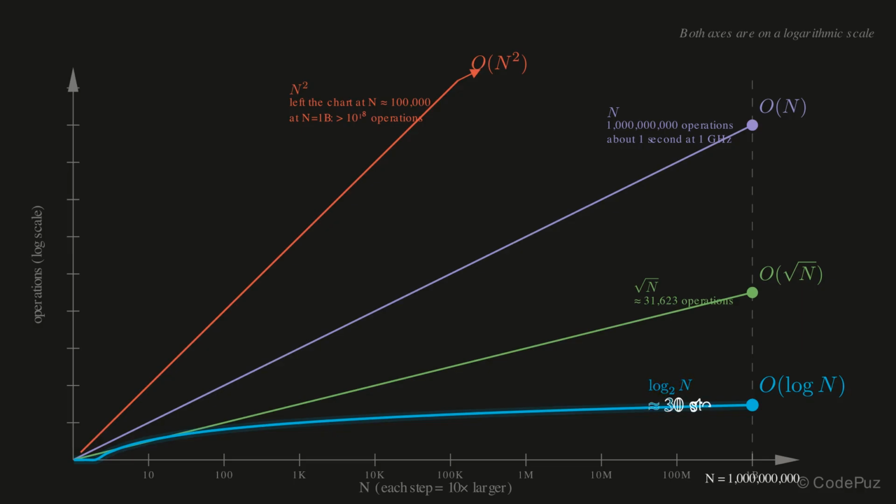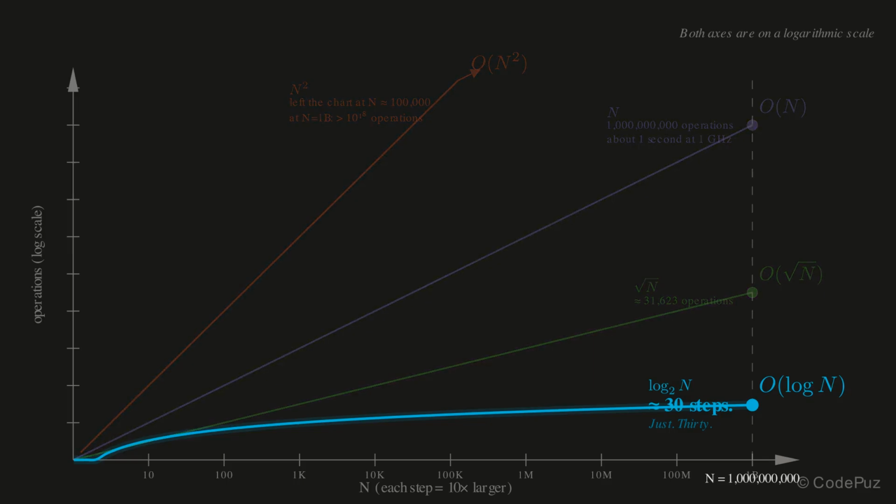And log base 2 of n: 30. Just 30 steps. To search through 1 billion records. That is not an approximation. Log 2 of 1 billion is approximately 29.9. We round up to 30. That is the power of a logarithm.